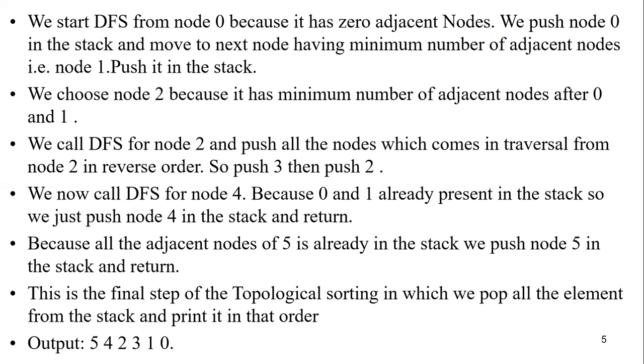Finally we pop the nodes from the stack, and when popping is done, we print that value as it is. Each time you pop, that node is placed into the sorted array. So that is 5, 4, 2, 3, 1 and 0.